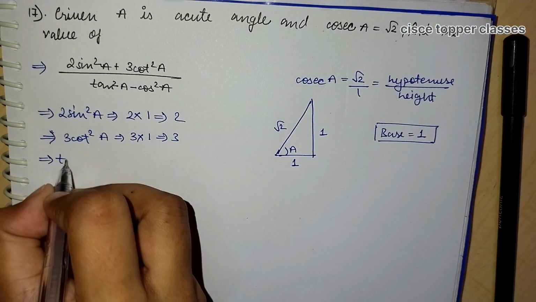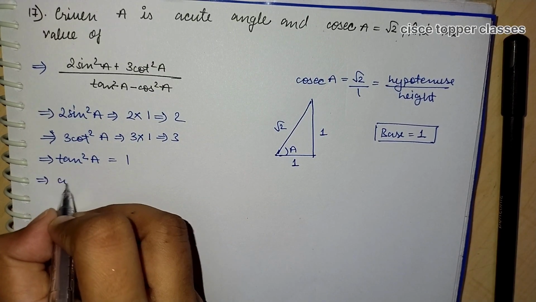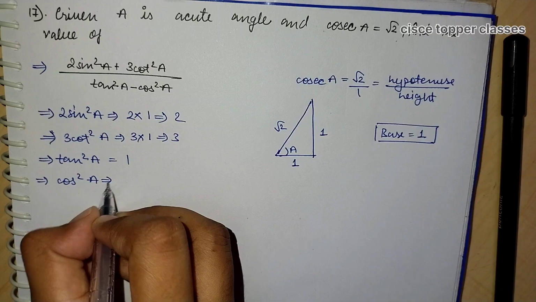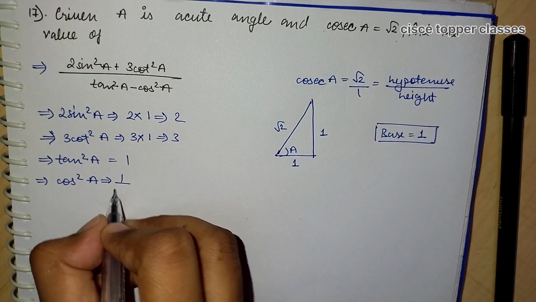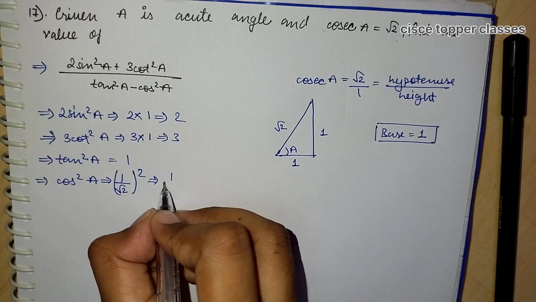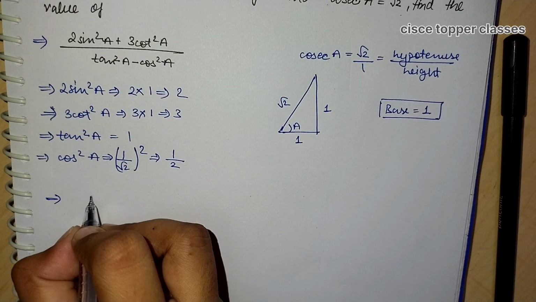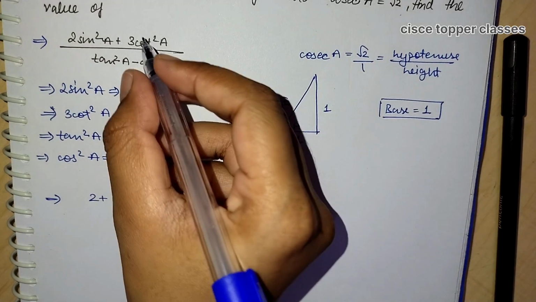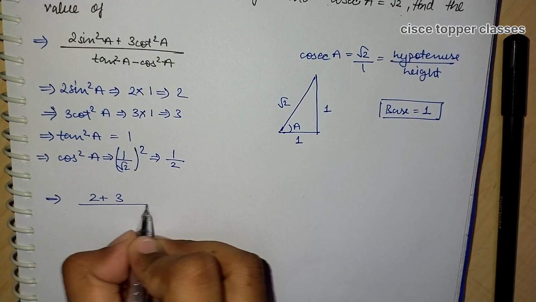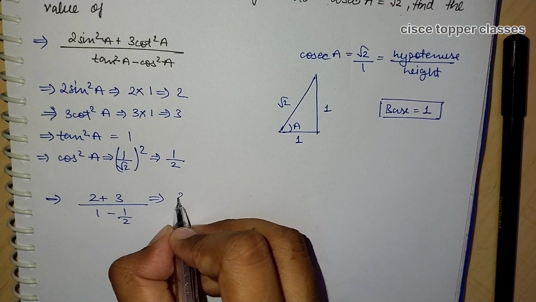Now tan square A, which we have to find, this will be again 1. Now cos square A will be base by hypotenuse, so (1 by under root 2) whole square, so this will be 1 by 2. We will put the value here in this. So this will be 2 plus 3 because this is same only. So 2 plus 3 and here 1 minus 1 by 2. This will be 5 here.